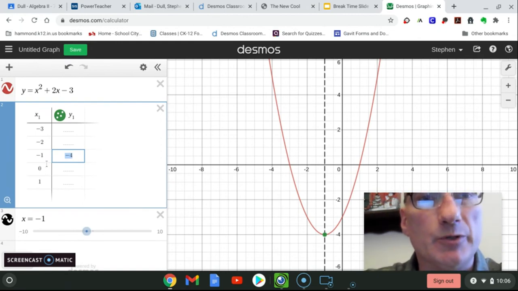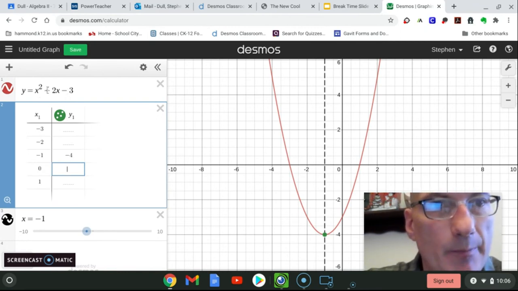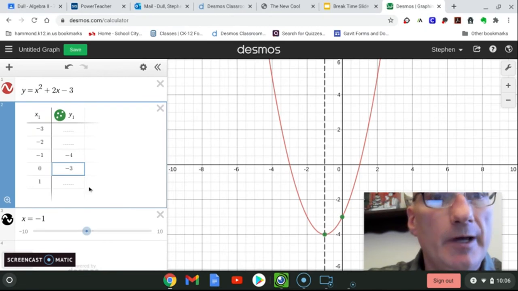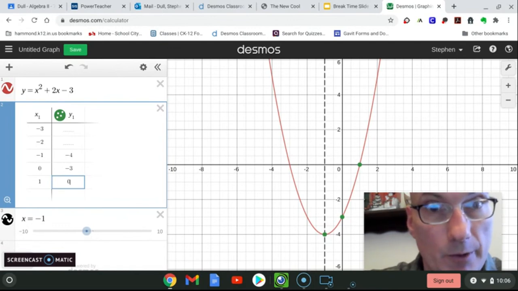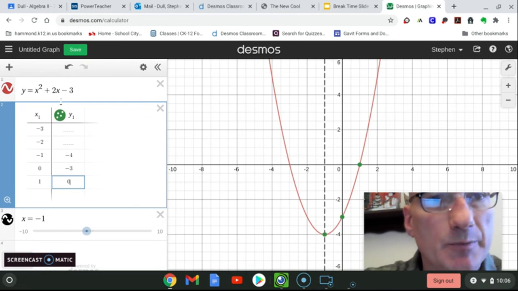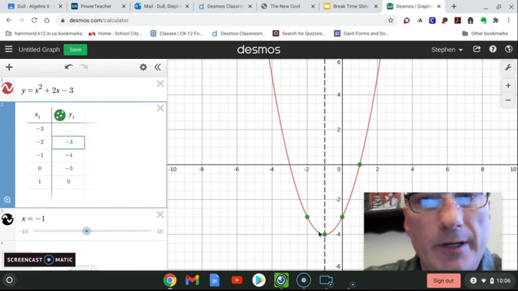Because of symmetry, we knew that whatever the y value that went with 0 was, the same y value happened with -2. So when I substitute 0 in, that's going to give me my y-intercept because 0 squared is 0, 2 times 0 is 0, so y equals -3. So I plot that point on the curve. And then when we substituted in 1, we found out that when x was 1, y was 0. So I've got these 3 points. And now I also know that when I substitute in -2, I'm going to get -3 as my value.